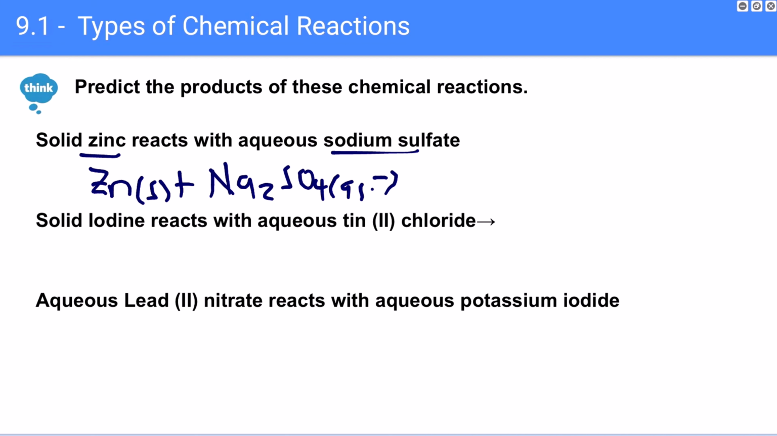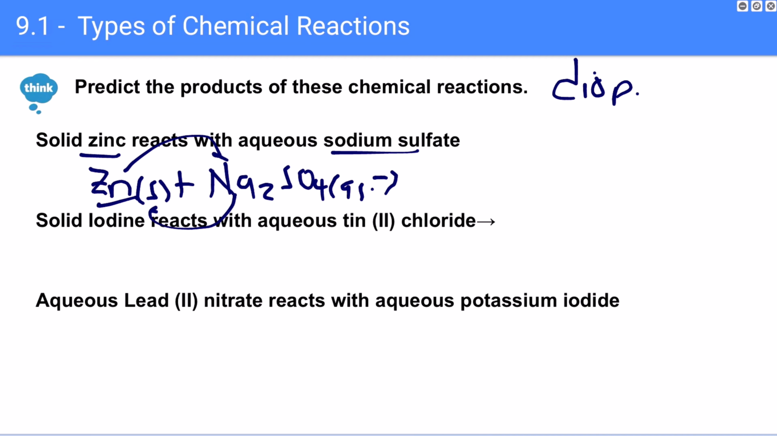Okay. So notice that we have an element and then we're adding to it a compound. So this is an exchange. Sorry. This is displacement. Now to write the most basic form of our products, remember we have to figure out what this zinc is going to replace. Metals replace metals. Zinc is going to replace the Na here.